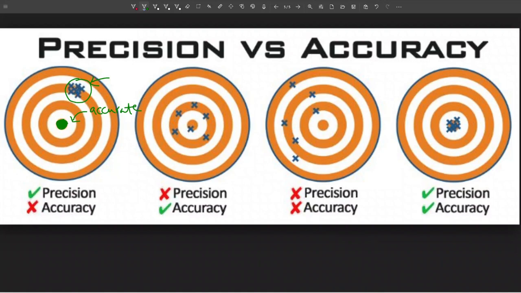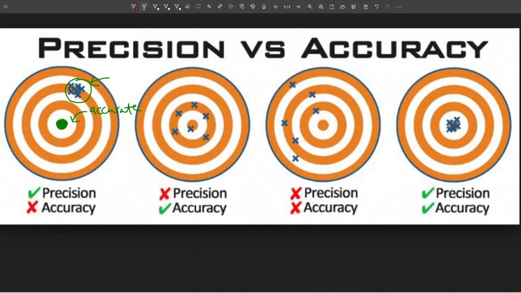So let's assume that this person threw how many dots? 1, 2, 3, 4, 5. I can't really count it. Let's say about 6 dots. But the 6 dots hit almost the same spots. They are close to each other. So that means that this is precise but not accurate.